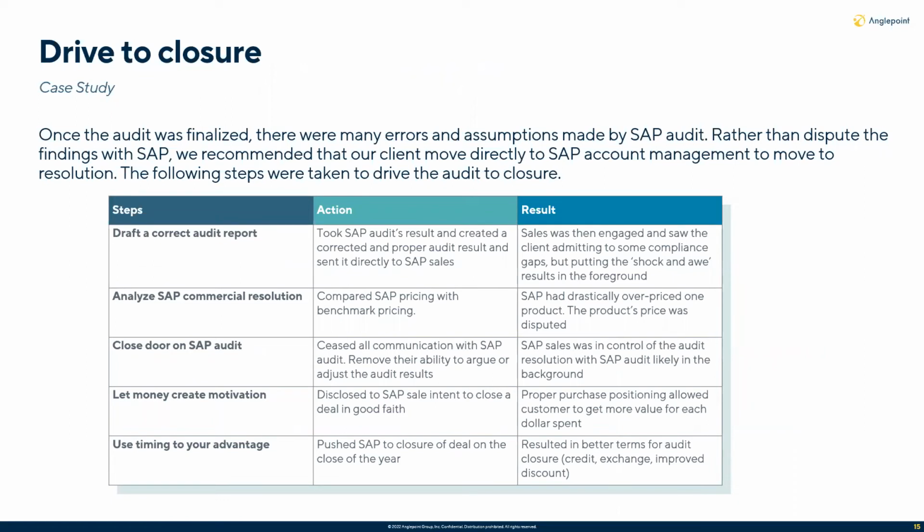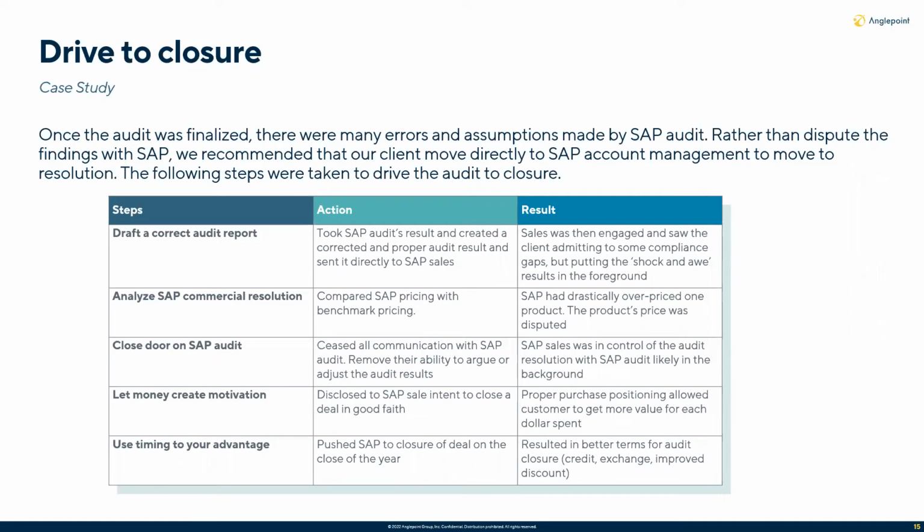We then drove to closure. So once we agreed, SAP got all their data, they got back to us with an audit report. We basically stopped communication with auditors and we moved directly to the account management team. And we just said, okay, we've got a report from SAP Audit, and these are the reasons that we think it's wrong. These are some of the items that we want to address. And from then on, we only work with the SAP account management team. And in our view, that's how you drive to closure.